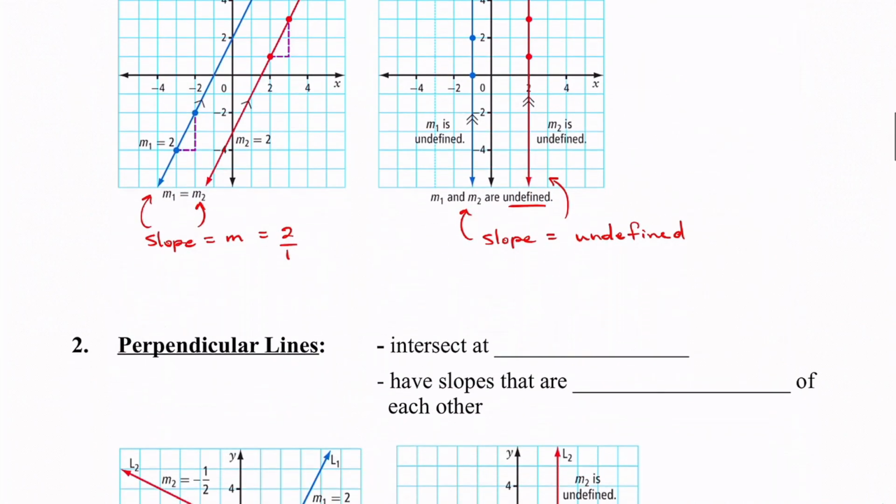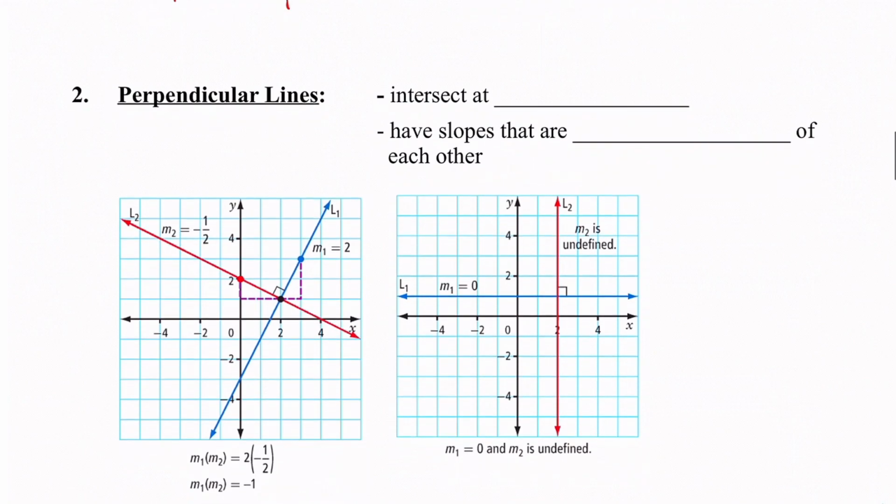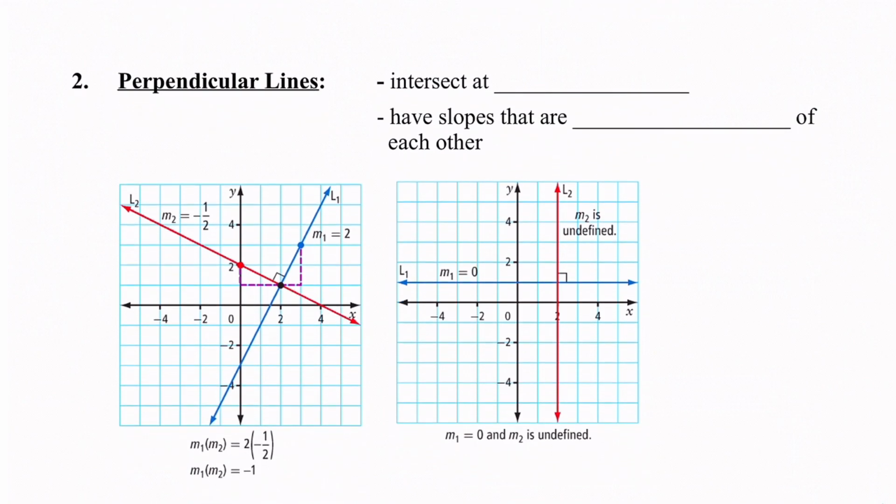Then we've got some characteristics for perpendicular lines. So with perpendicular lines, they are going to intersect at, and then we've got a blank. So we said the angle that they made, you can see it right here. We even got the marker on there. They are going to intersect at right angles. And a right angle, all a right angle is, is 90 degrees. And then this next line, it says that they have slopes that are blank of each other.